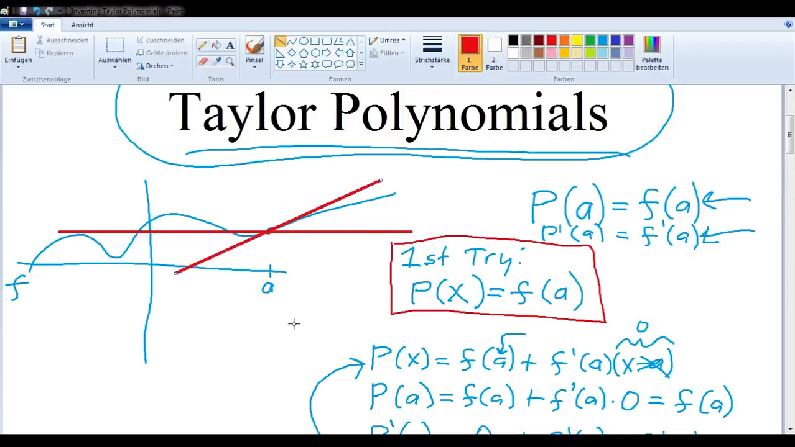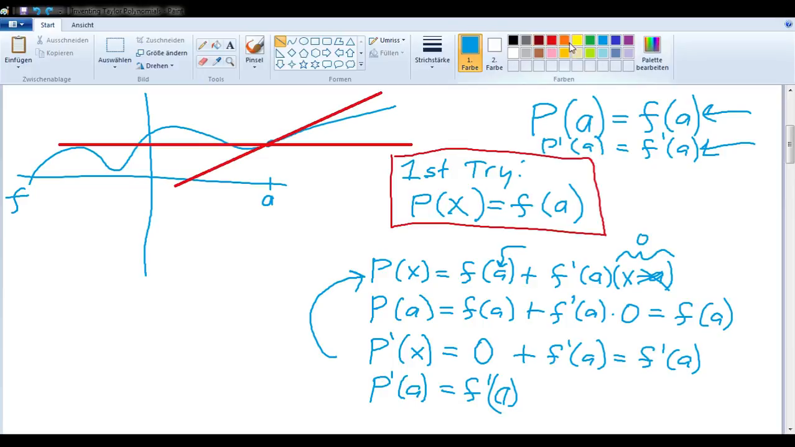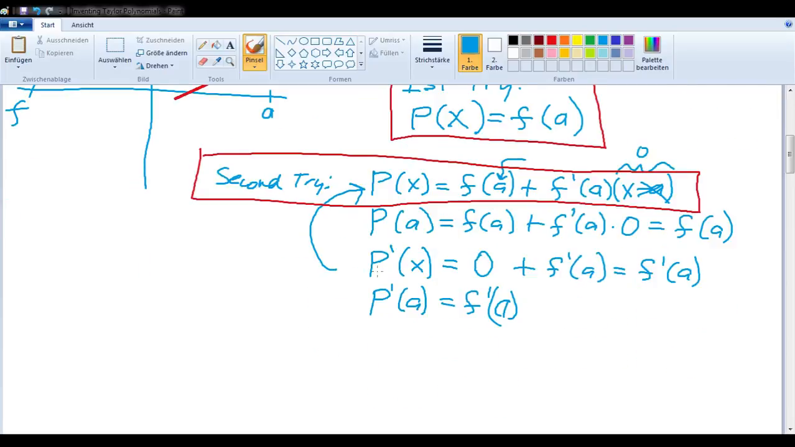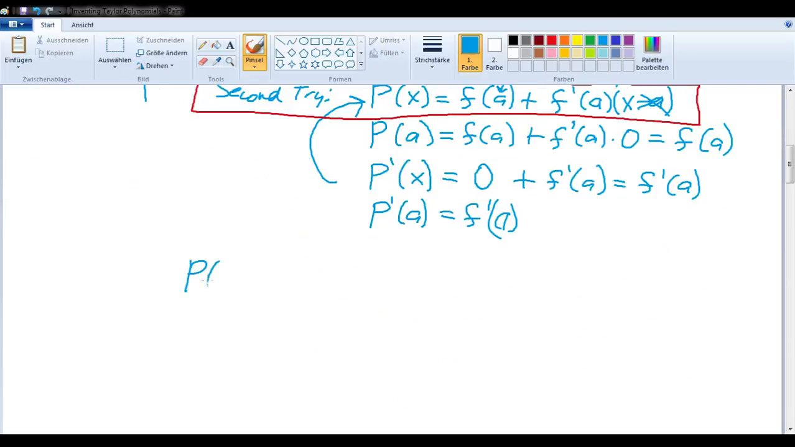So let's continue now, and actually let's label that. We'll say that this is our second try. So let's look at our third try now. We're going to want to have the second derivative be the same. So that would give us something like this.